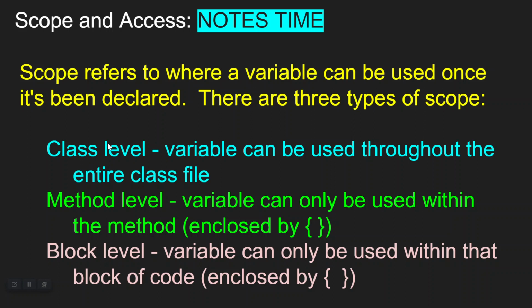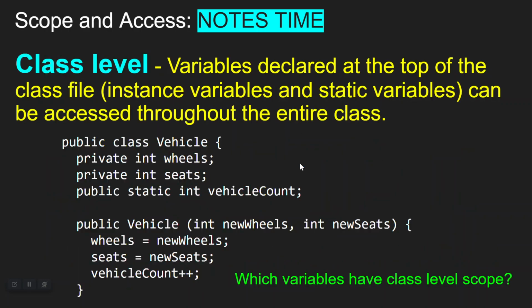There's what's called class level, which is a variable that can be used throughout the entire class file. There's what's called method level, which is a variable that can only be used within the method, enclosed by the curly braces. And then there's a third kind called block level, which is a variable that can only be used within that specific block of code, once again, enclosed by curly braces. So scope just basically refers to where a variable can be used, where it can be accessed.